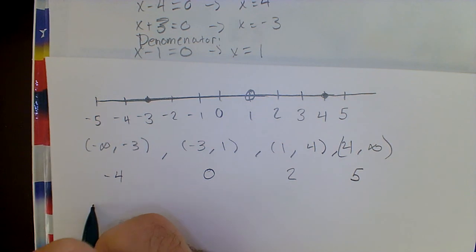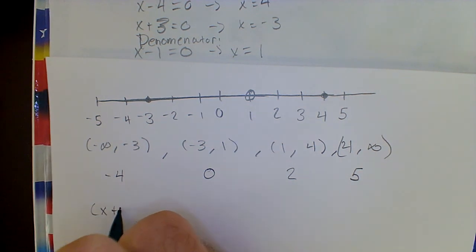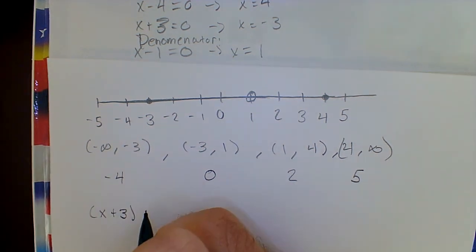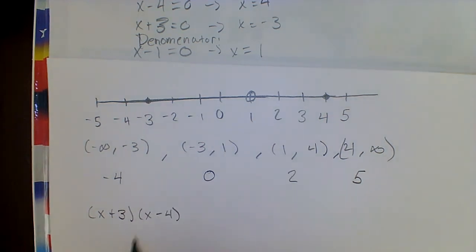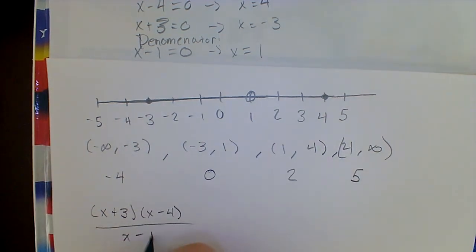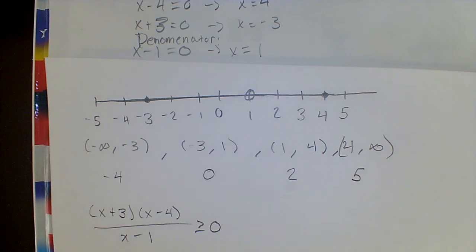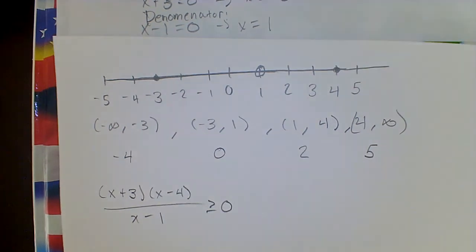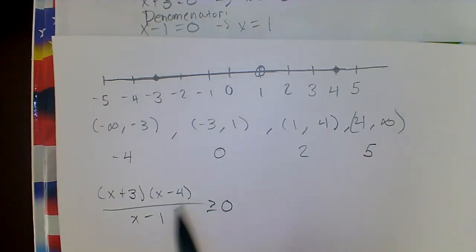Now I'm going to test. Remember, up on the previous page I was writing on, we had x plus 3 times x minus 4, or maybe I flipped the order of those around, doesn't matter though, is greater than or equal to 0. So we need to test our test points and determine, if we put a point in here, if it's positive it works, if it's negative it's not good, or if it's 0 it also works.